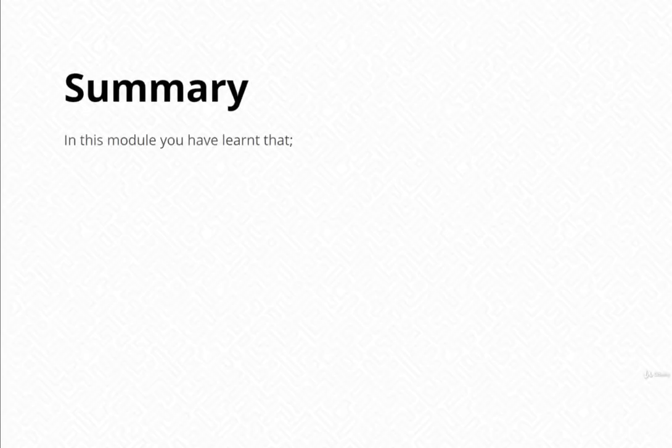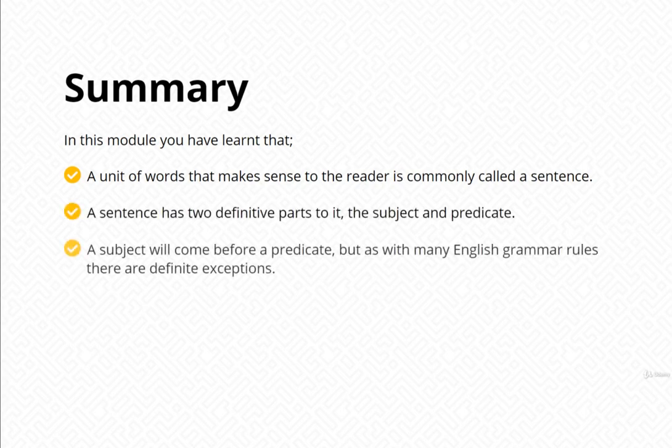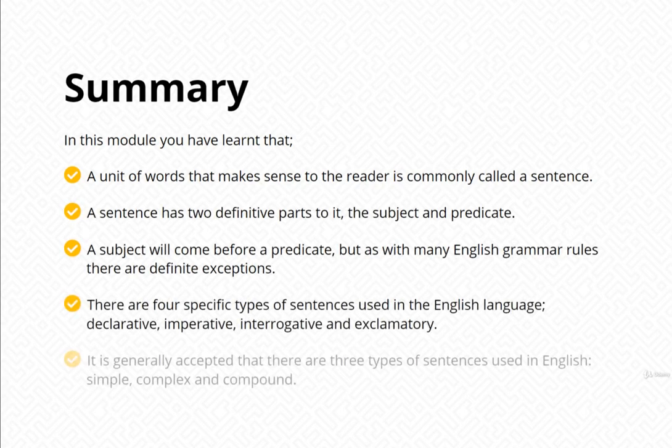Summary. In this module you have learnt that a unit of words that makes sense to the reader is commonly called a sentence. A sentence has two definitive parts to it, the subject and predicate. A subject will come before a predicate, but as with many English grammar rules there are definite exceptions. There are four specific types of sentences used in the English language: declarative, imperative, interrogative and exclamatory. It is generally accepted that there are three types of sentences used in English: simple, complex and compound.